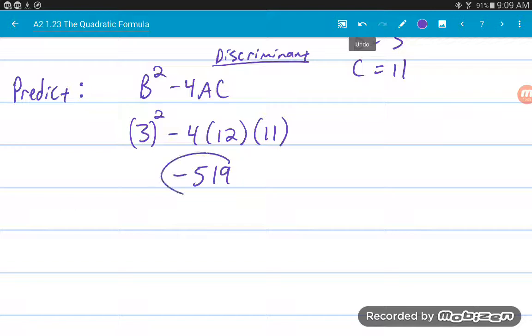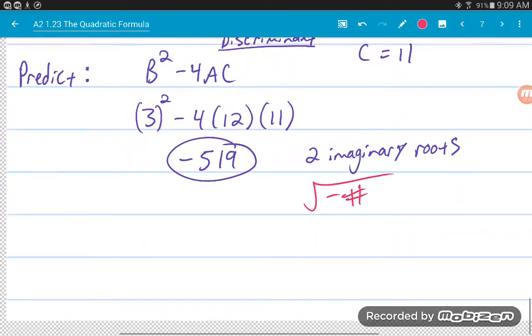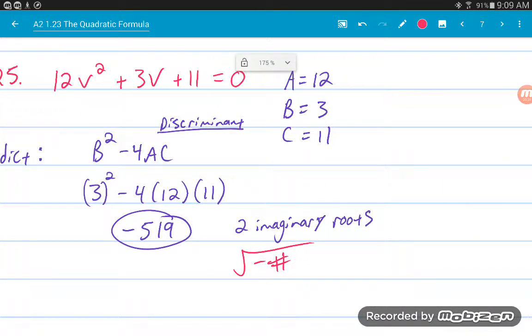Negative 519. So what we have, if you refer back to your table, is 2 imaginary roots. Imaginary means the square root of a negative number. So this is what we're going to get when we solve for the actual roots with the quadratic formula. So let's take these same numbers, a, b, and c, 12, 3, and 11, and plug them into the quadratic formula. We'll solve and we'll simplify if possible.